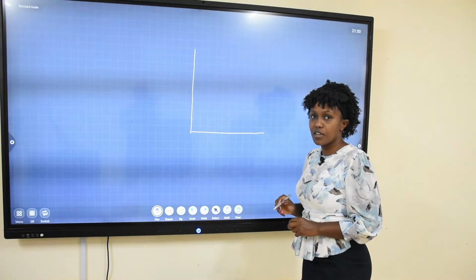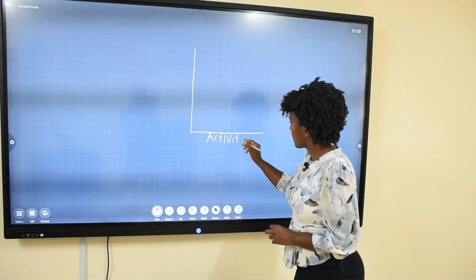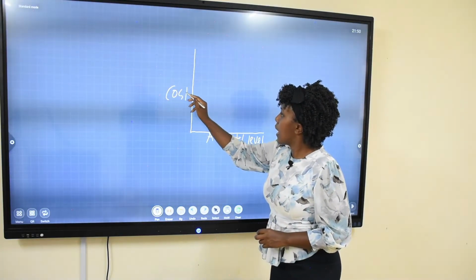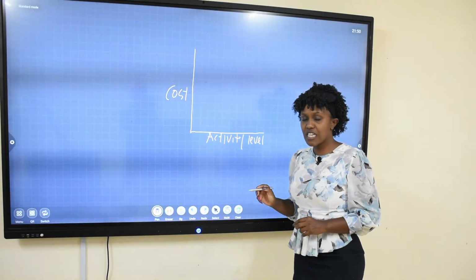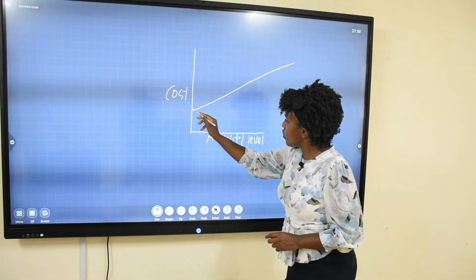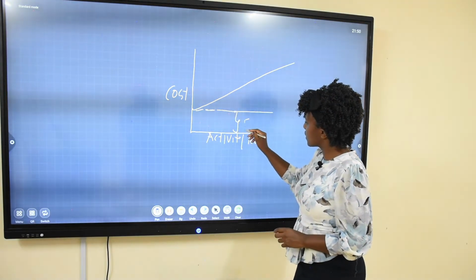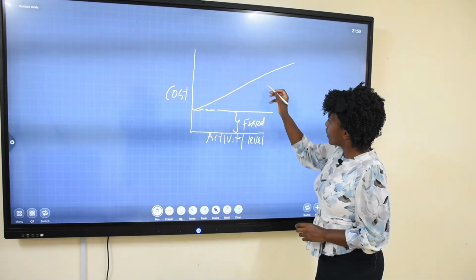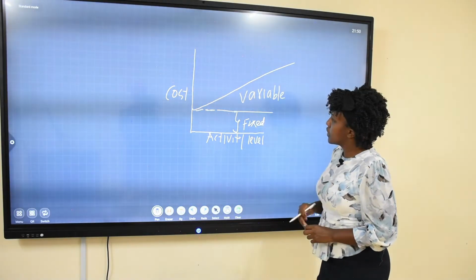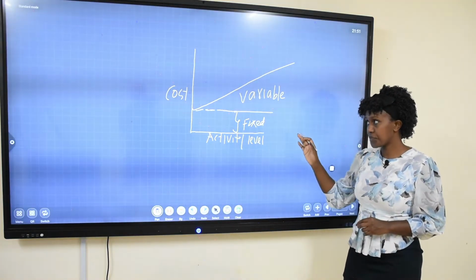Mixed costs. We have said, having here the activity level and having here the cost, a mixed cost has both components of fixed and variable. So a mixed cost graph would look something like this. This component here is fixed, while this component here is variable. So that is how you are going to project on a graph.